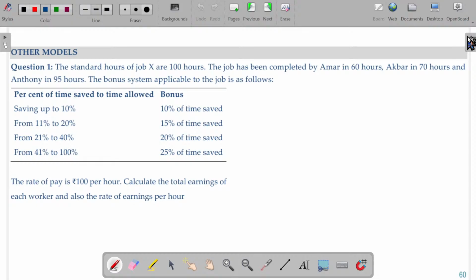So we'll start with other model problems in this concept class. Conceptual illustrations were all covered in the previous classes. So here I'll start with other models. Question number 1.